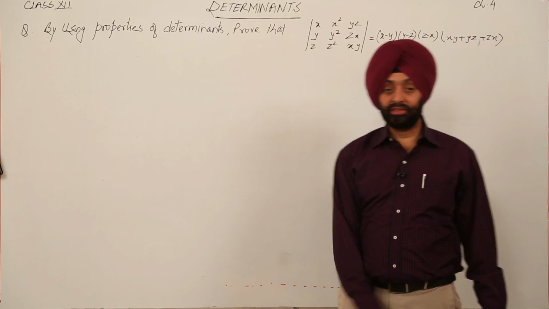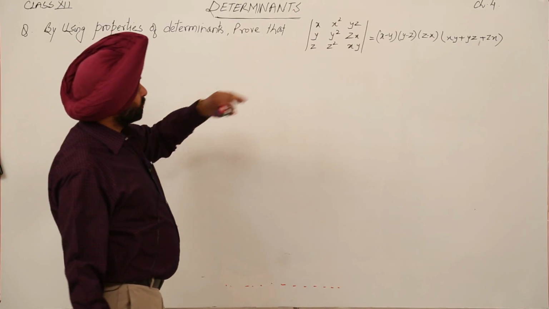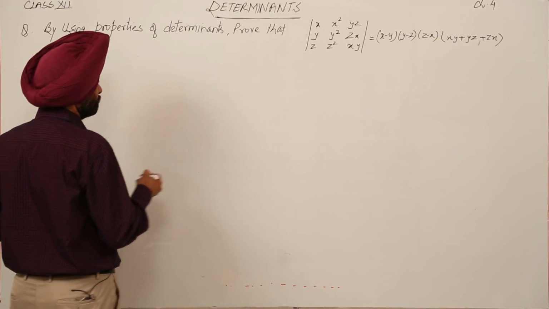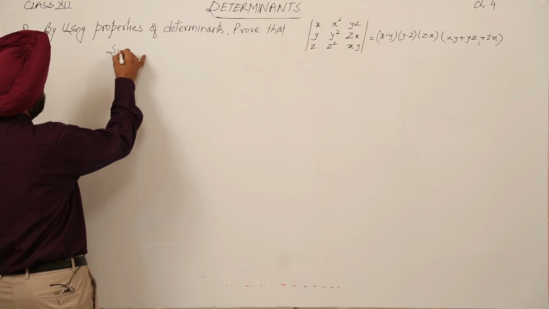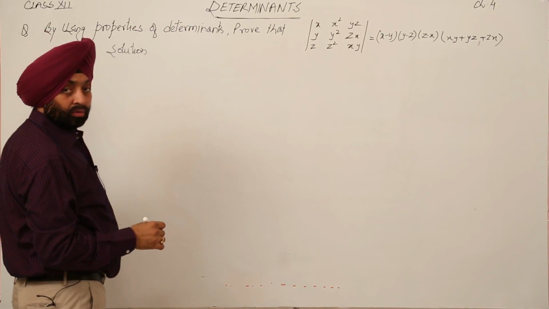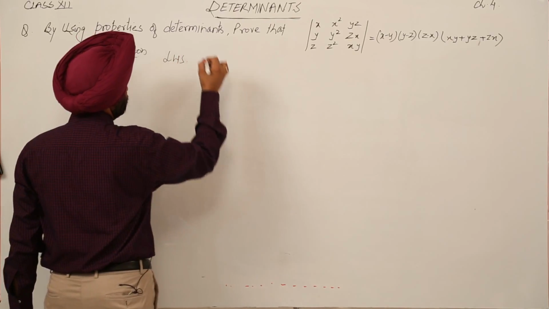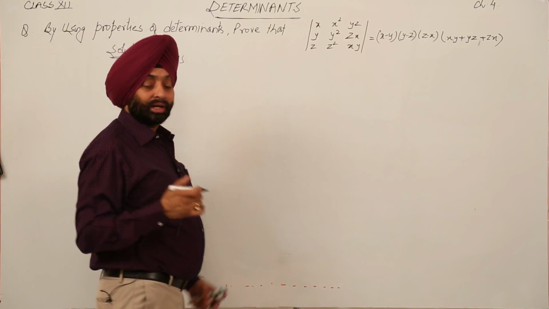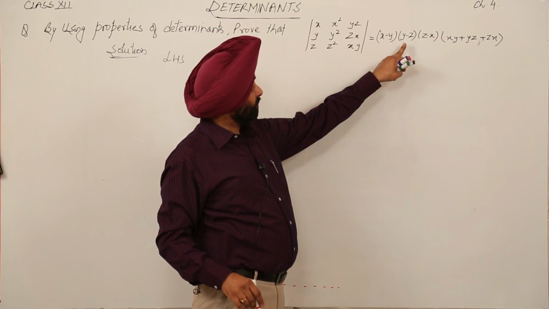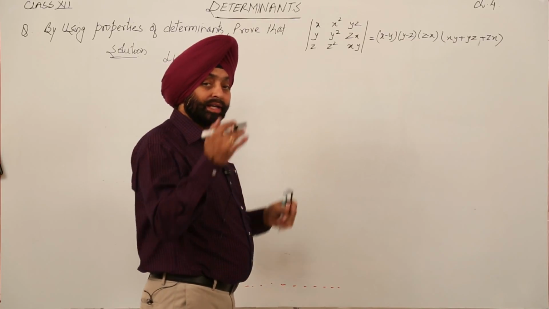Now the next important question we are having: by the properties, we have to prove that the left hand side is equal to the right hand side. Okay, so let's start. We are having now the left hand side. Now what we want, how to start with applying the operations. Here we want x minus y, we want y minus z, we want z minus x. So how we can get it, what are the operations.